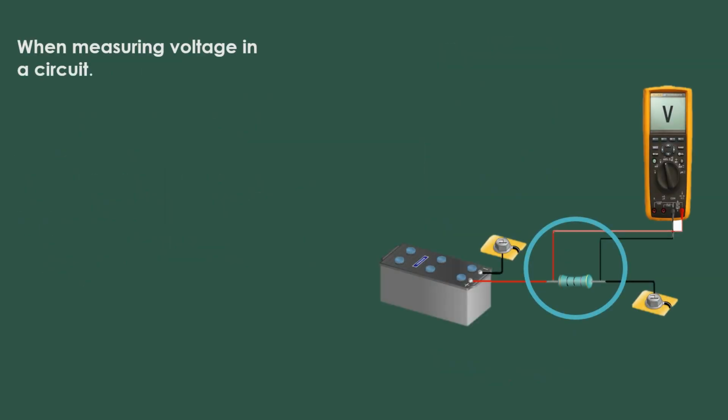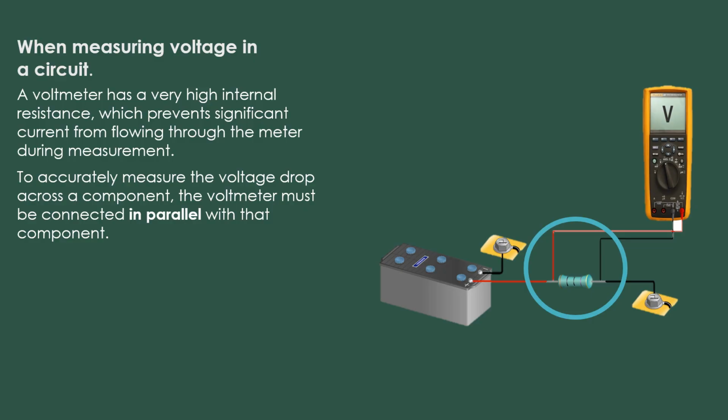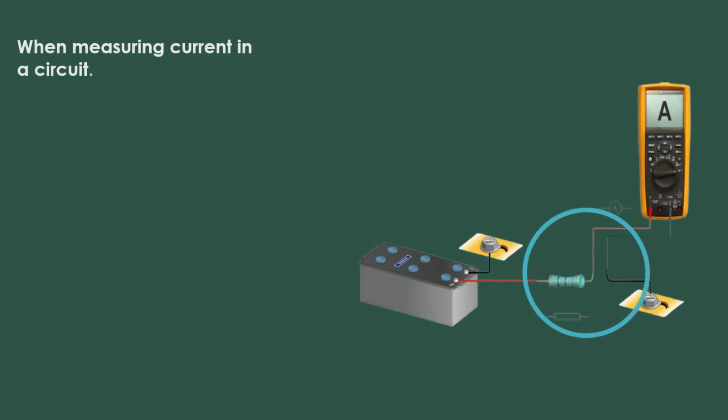When measuring voltage in a circuit, a voltmeter has a very high internal resistance, which prevents significant current from flowing through the meter during measurement. To accurately measure the voltage drop across a component, the voltmeter must be connected in parallel with that component. Depending on the direction of current flow and the meter lead connections, the displayed voltage may be either positive or negative.